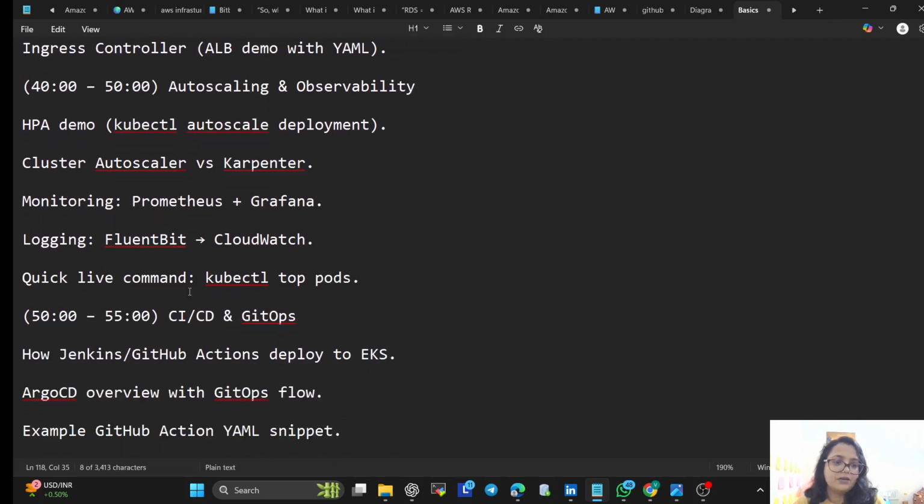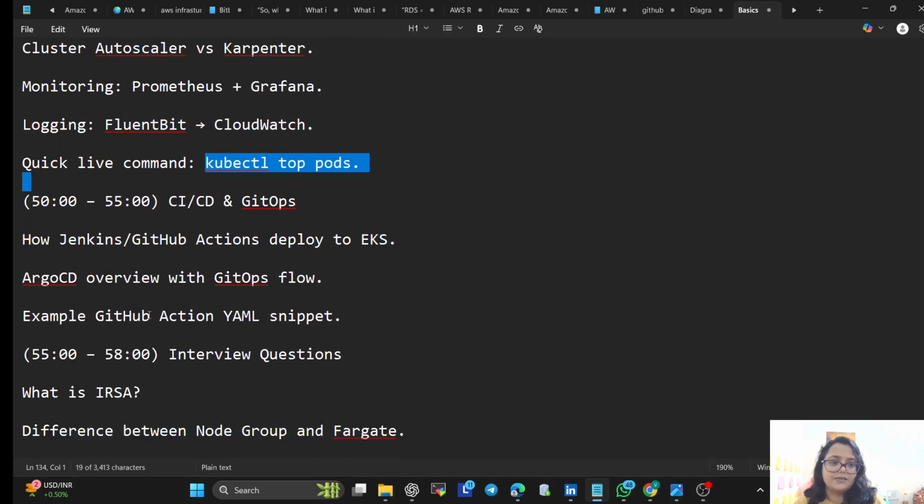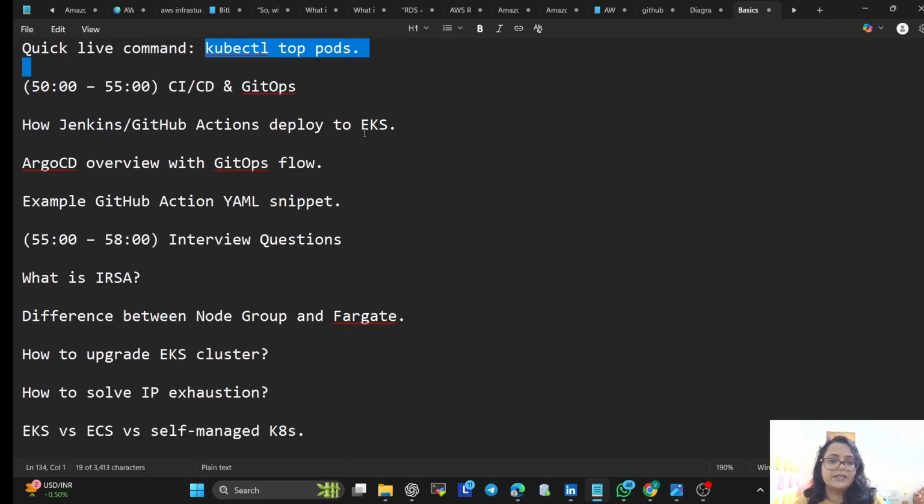Now, this is the command. Now, CI/CD GitOps. So, how do Jenkins and GitOps actions deploy to the EKS? This is our question. So, Git is equal to single source of truth. And Argo CD watches the Git repository, and that will sync with the cluster automatically. And we have to write one YAML file, that I'll write when I do the practical, and also a name or something we have to give.